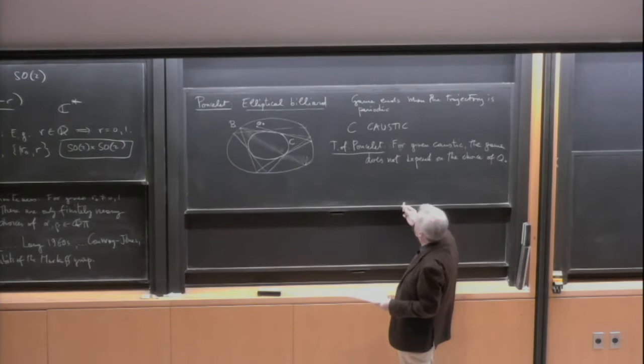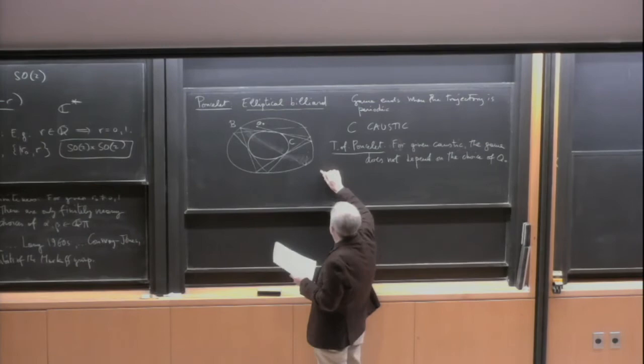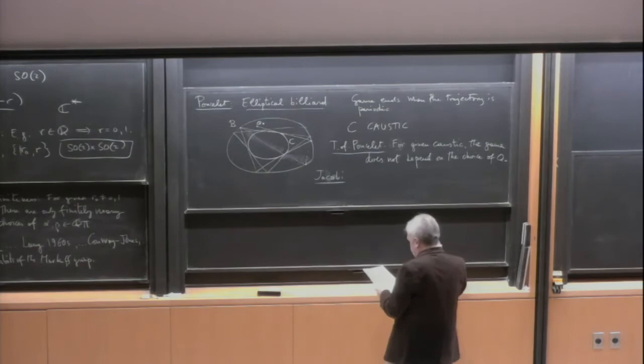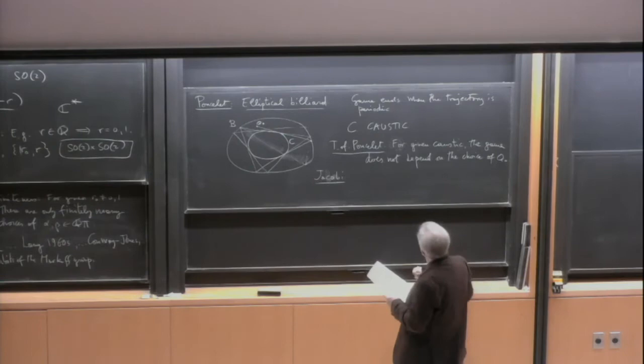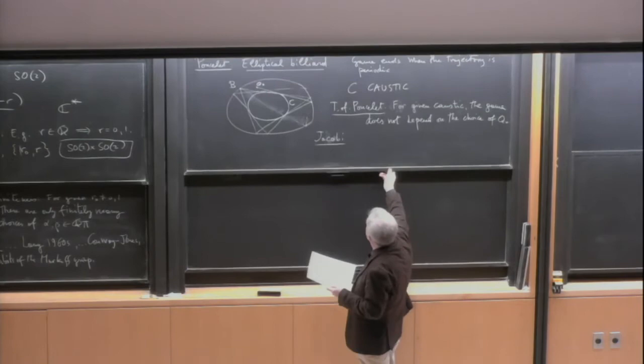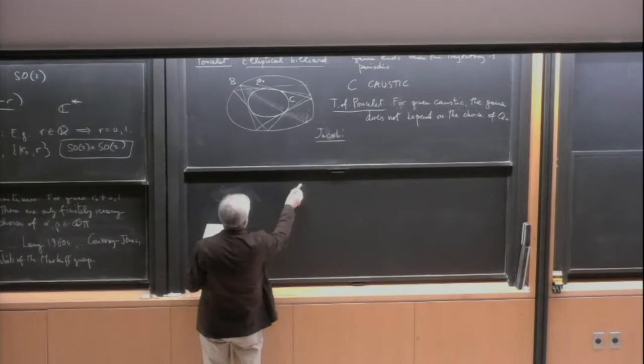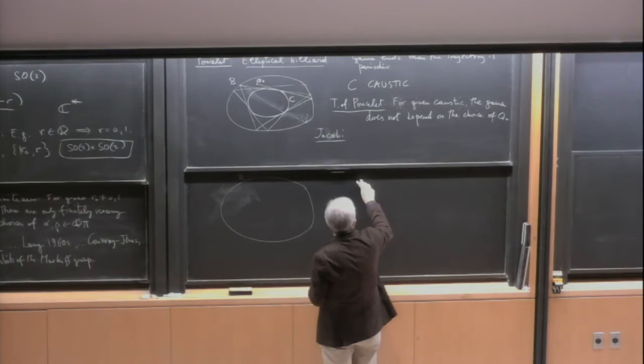Poncelet proved the theorem in a complicated way, and I won't give a proof, but I will say something on the proof. It was given later by Jacobi, and it was related with elliptic curves. So anyway, given the theorem of Poncelet, let me write some equations. I choose the point for simplicity, since once the caustic is given, I can choose the point wherever I want. So let us choose the elliptic billiard given by this equation, for instance.